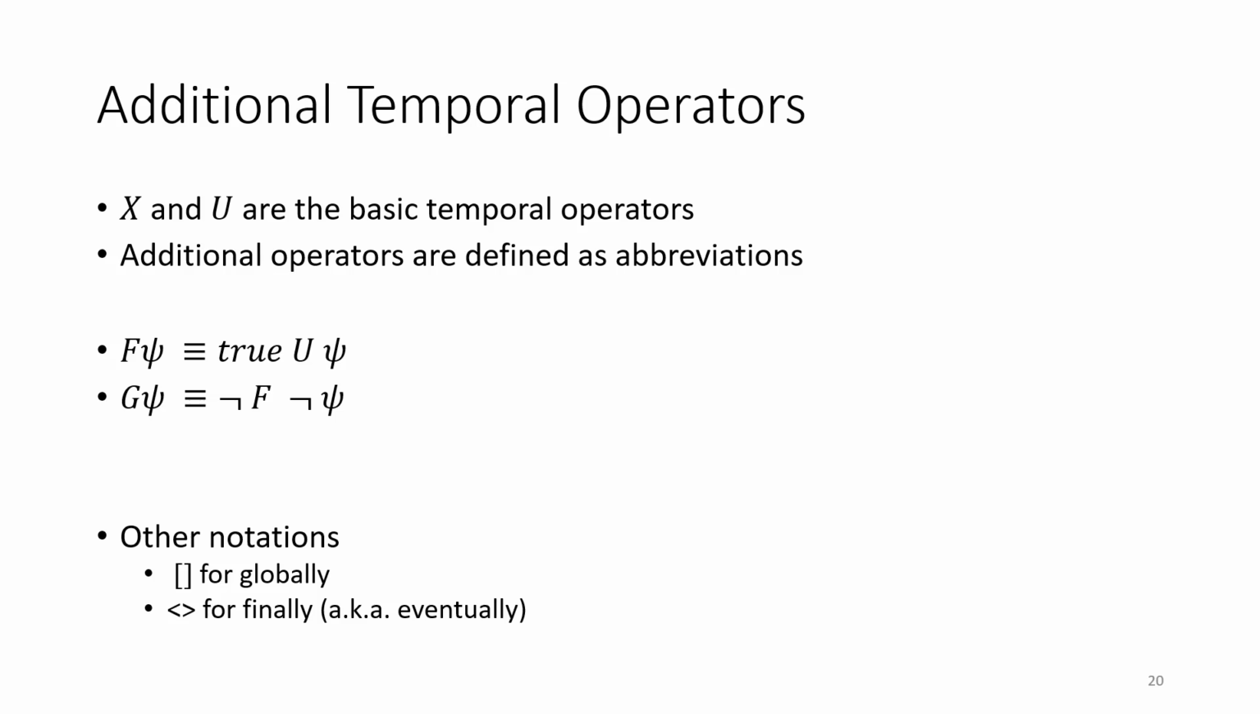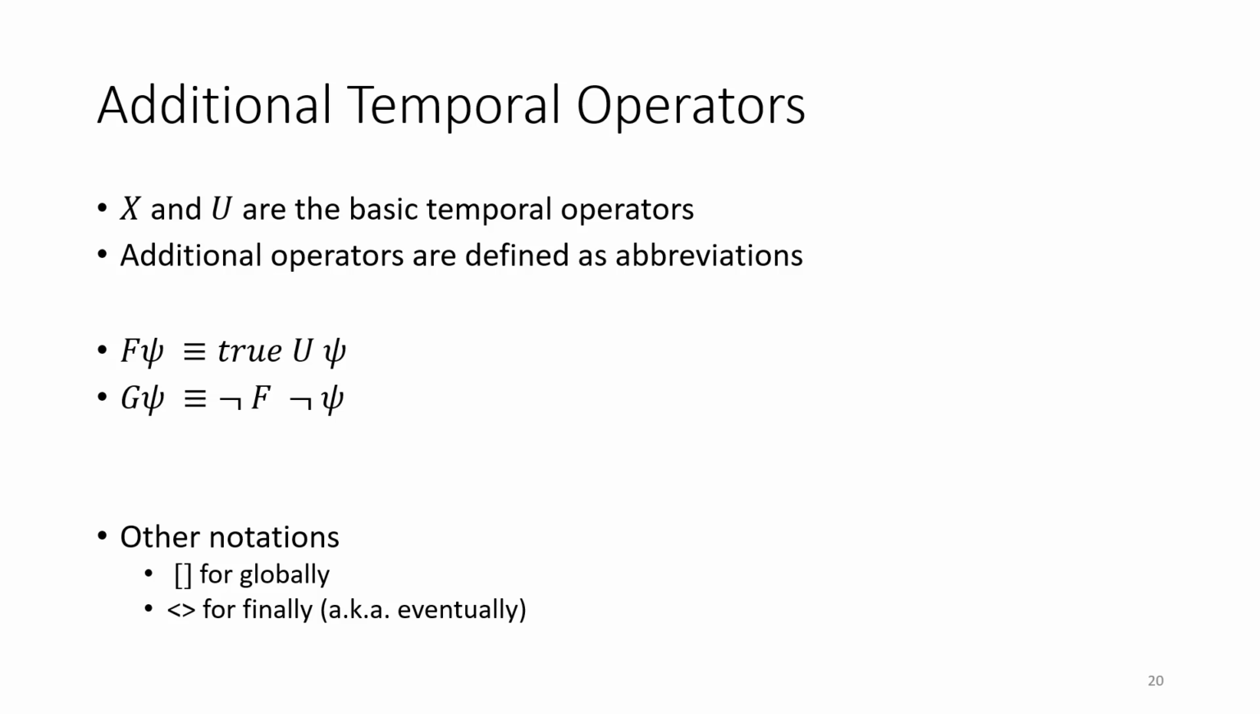So F psi, eventually psi, this is the operator eventually. It's simply true until psi. What does it mean? This means that basically we only require that there is some point in the future where psi holds. And until then, we don't care, because this true basically means we don't care. So this means at some point in the future, we will see psi, and that's defined as this until. And then we have globally. That's really ugly, but yeah: not eventually not psi.